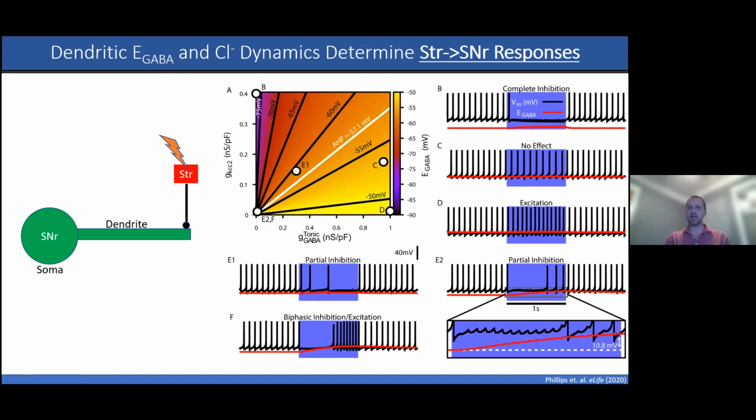but the striatal inputs undergo short-term facilitation. So the synapses are actually becoming stronger during the stimulation period in this case. All right, so then the new response we see with the striatal stimulation is that you can actually get a more extreme case of this second partial inhibition, where you get really rapid accumulation of chloride. And in this case, we would predict you can get a biphasic inhibitory to excitatory response. So you start off with really strong inhibition, which transitions into excitation.